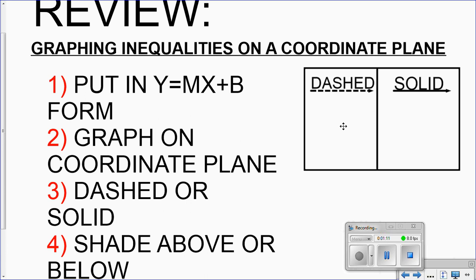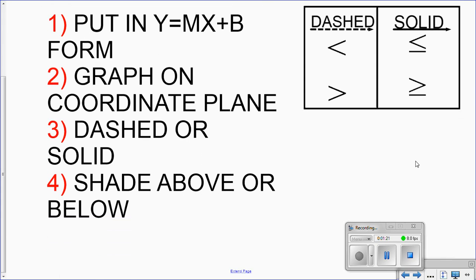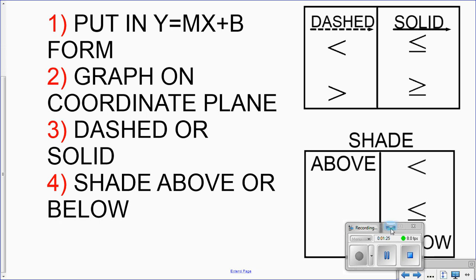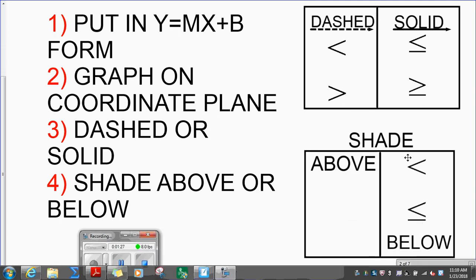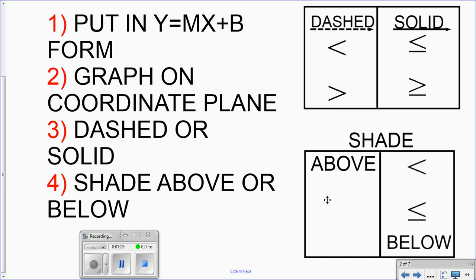So here's how you can remember for a dashed line, it's either going to be less than or greater than, no equal to part, but for solid, they have the equal to part. Okay? And then for shading, for below, since that's showing up already, we use the less than symbols, and for above, it's greater than. And if you need help, you can always look to Charlie.